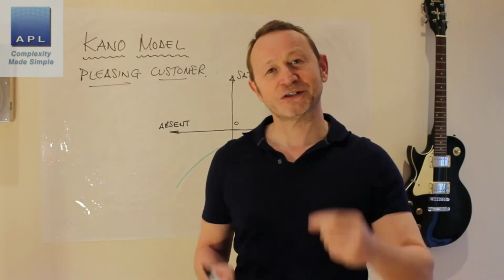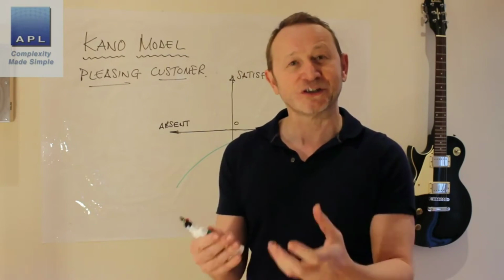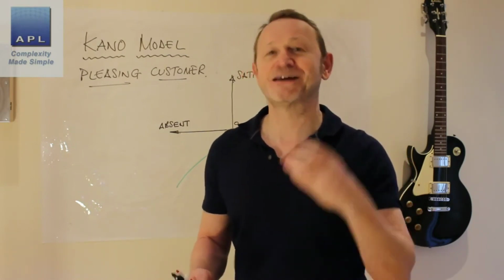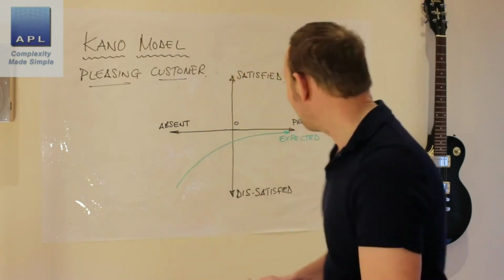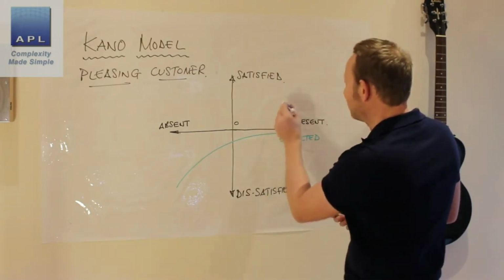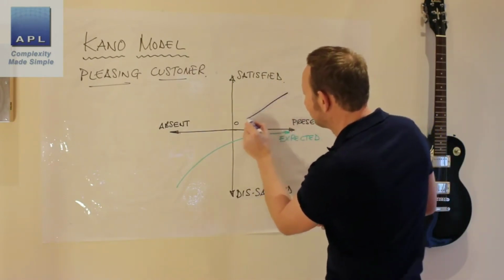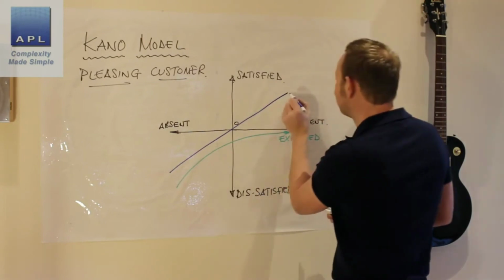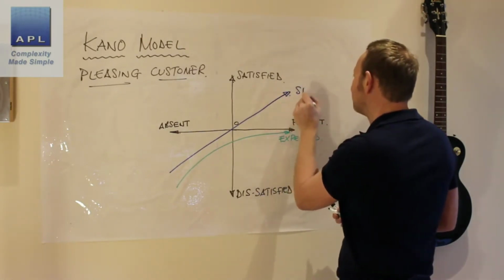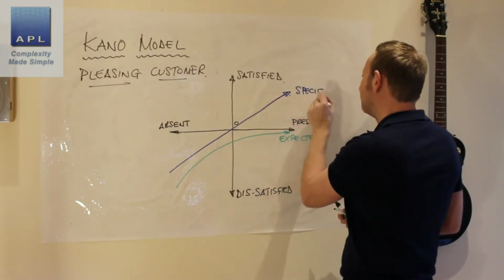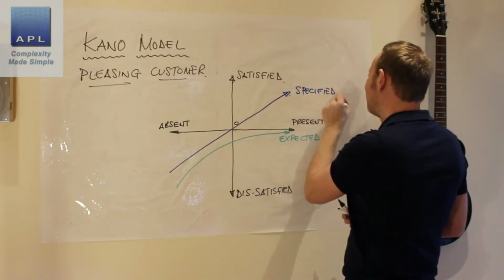The next one is the conscious quality, what the customer will specify. So this is the specified quality. Now this is going to please the customer. It's going to go through here. So this is the specified quality. So these are things that they're going to ask for.